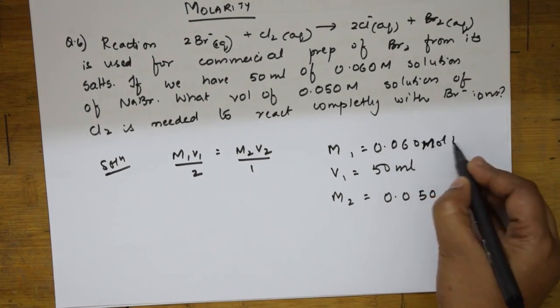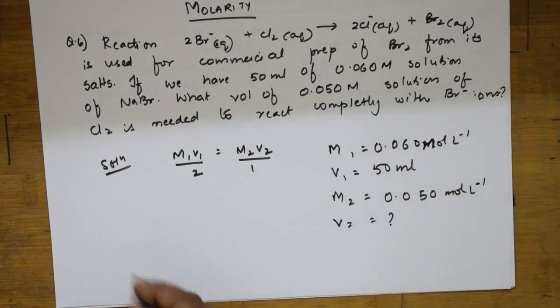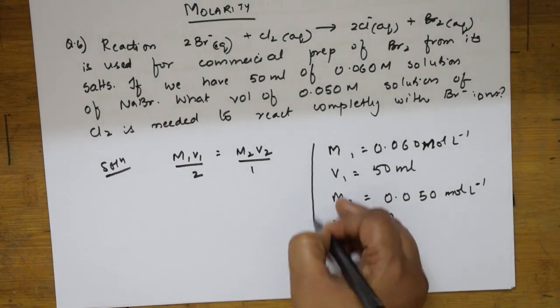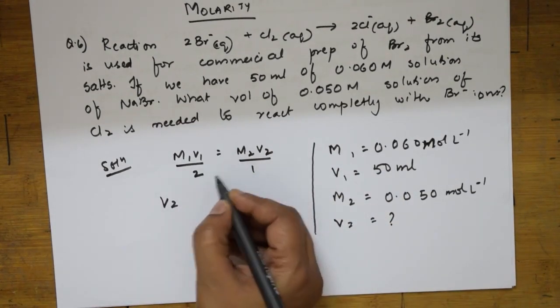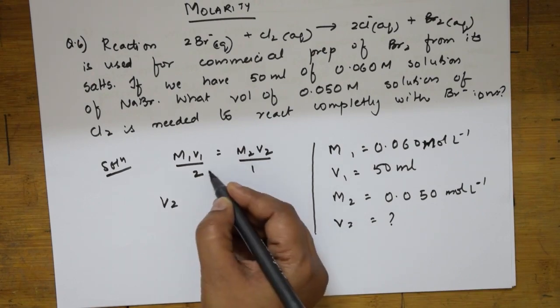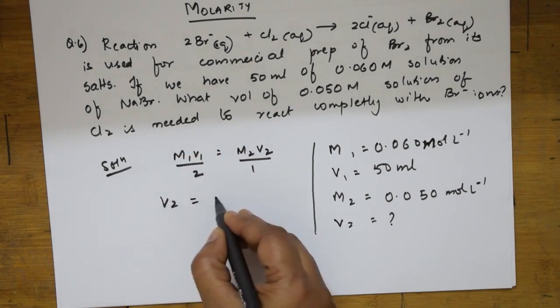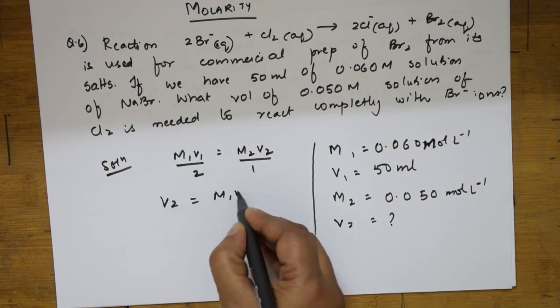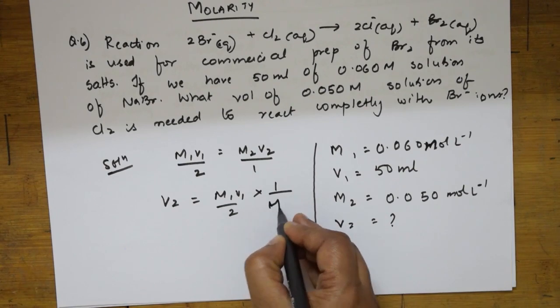Molarity is nothing but mole per liter, inverse only, you know. So V2 is how much? I need to find it. Let us come back and substitute in this formula. Take these values. V2 is equal to, now cross multiply this. What do you get when you cross multiply this whole thing? It becomes a reverse order, isn't it? So V2 becomes M1 V1 by 2 into 1 by M2.